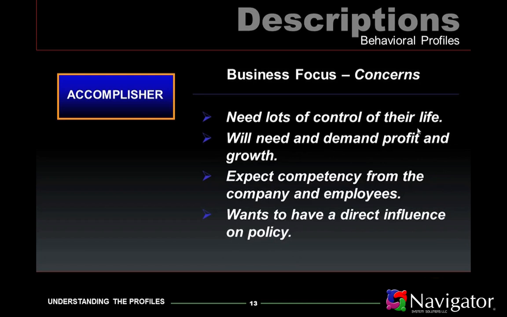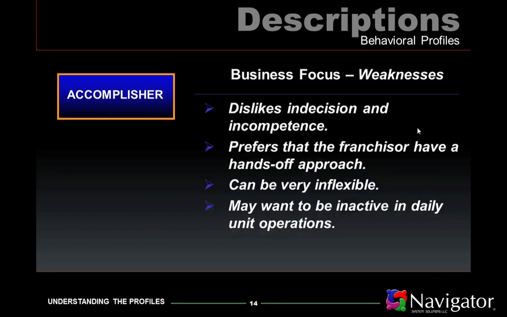They need a lot of control in their life. They're going to want it. They're going to demand it. They need and demand profit and growth. That's expected. And they're also going to expect competency from whoever they work with, whether it's a company or their employees. Very low tolerance level, because they feel that that's going to bring them back down as opposed to move them forward. And they do want to have a direct influence on policy, especially as it affects them and affects where they want to be in life.